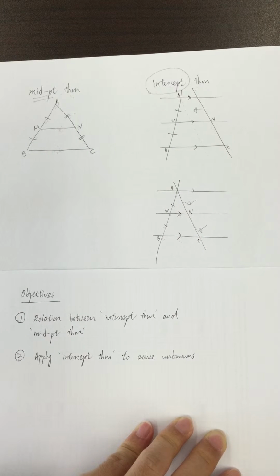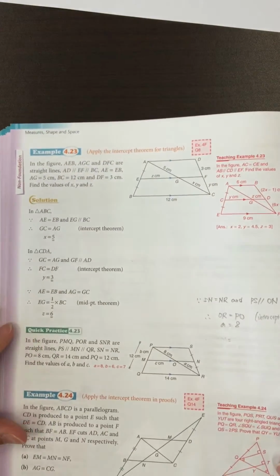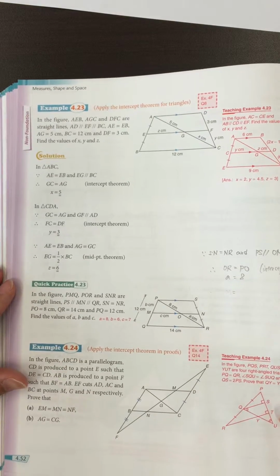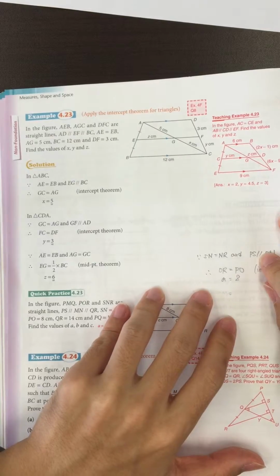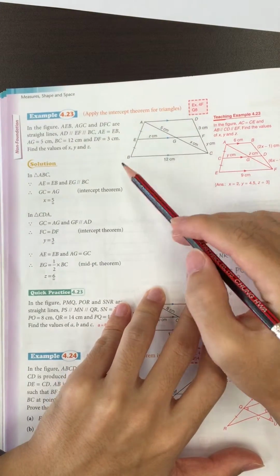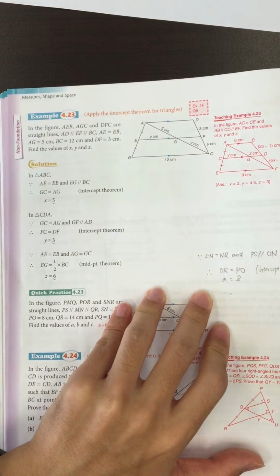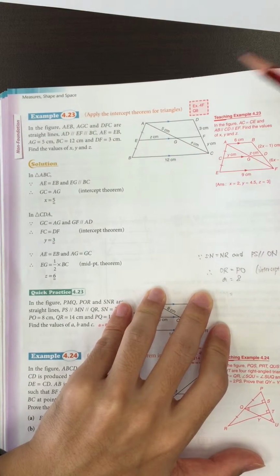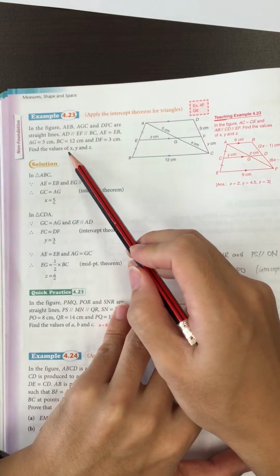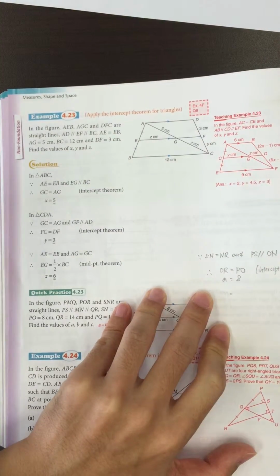So boys and girls, now I would like to apply them in one of the examples. Can you turn to page 52 of your textbook, page 52, and look at example 4.23. Now in this example, you can see a figure and you're given lots of information. For example, parallel straight lines, AE and EB are equal. Boys and girls, you're asked to find out the values of x, y, z.